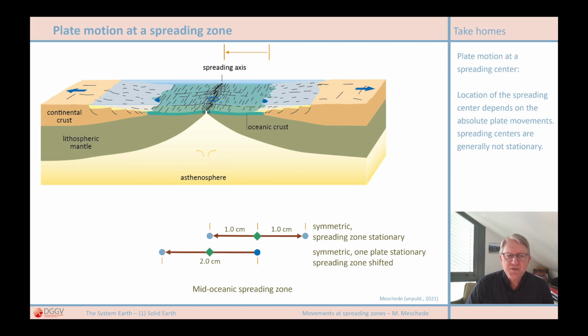Generally, based on these considerations, we can now say that spreading centers are not stationary and their location depends on the absolute plate movements. In the vast majority of cases, we are dealing with symmetrical spreading. That means that newly formed stripes of oceanic crust are of equal width on both sides of the spreading center.